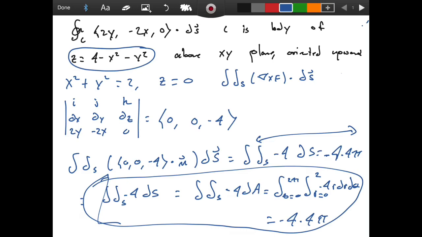So this one we were kind of sneaky because we wanted to use Stokes' theorem, but we didn't use the surface that they gave us. We picked another surface that happened to have the same boundary. And this is a very important thing to be able to do in Stokes' theorem.